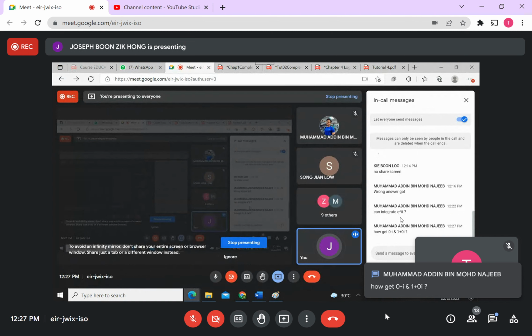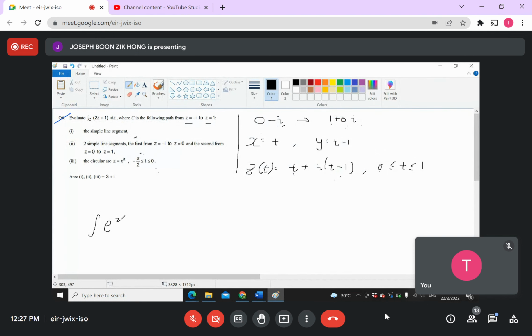You can directly integrate e^(it) also if you want. I delete it. Okay, you want to directly integrate e^(it). You should get, I write here, the integral of e^(it). You should get e^(it) divided by i. No problem, with respect to t.